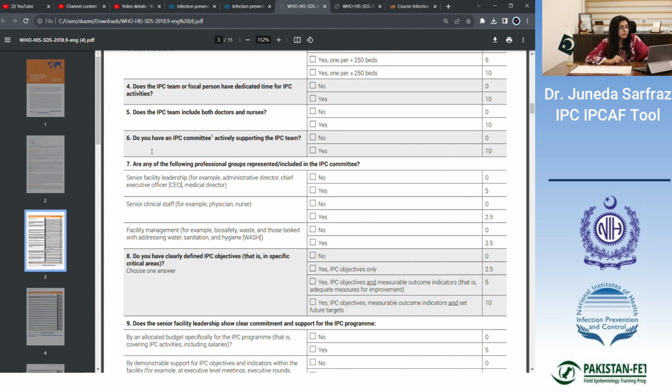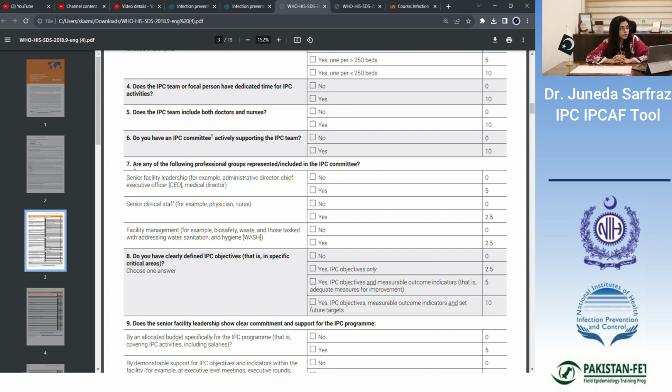Question number 6 is, do you have an IPC committee actively supporting the IPC team? So the committee is different from the team, right? Whether it's a yes or no, ideally it should be a yes. If you see all the answers, the bottom one scores the highest, so that's ideally what should be there. If it's a yes, you score 10. If it's a no, you score 0. And for some variables, there is an intermediate numbering as well.